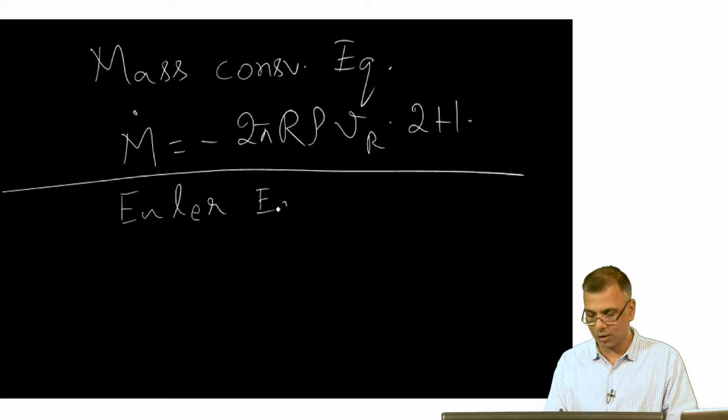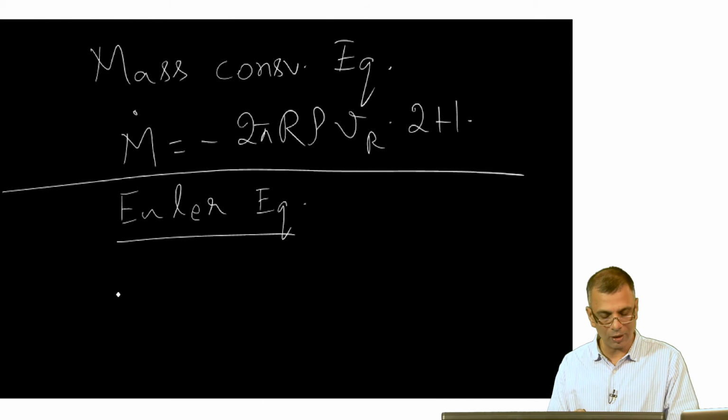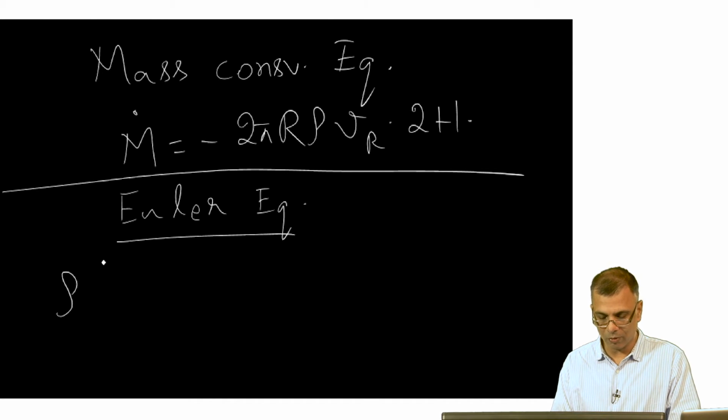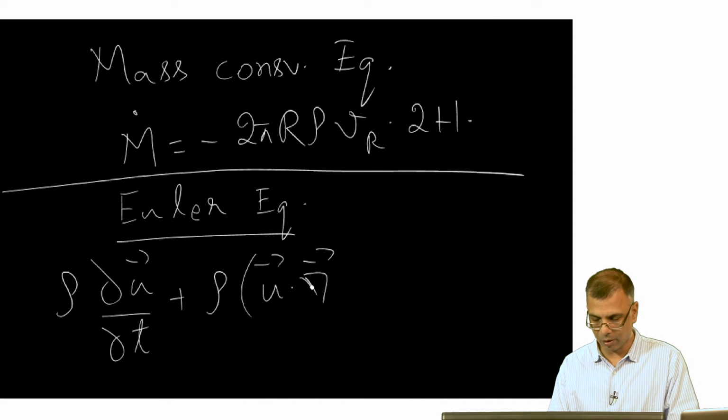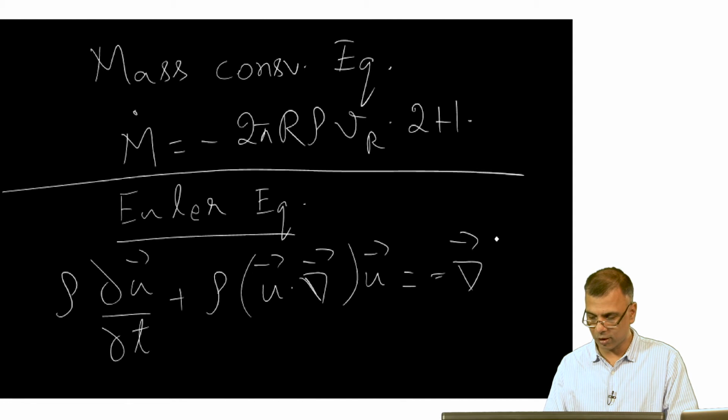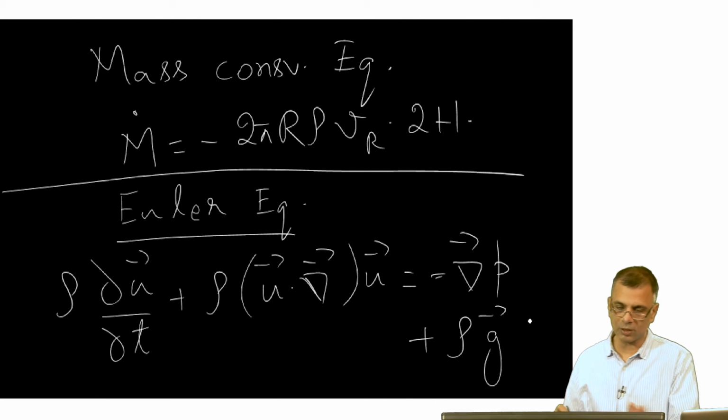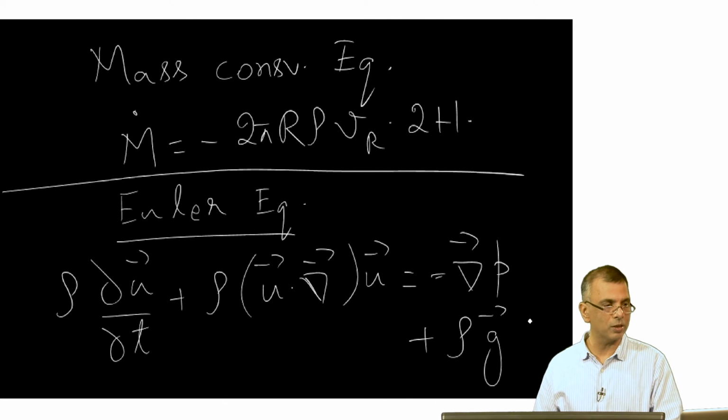The Euler equation generally is given by rho, times the material derivative of the velocity, equals minus the gradient of pressure plus the all important body forces term. This is the version of the Euler equation that we have been seeing so far.